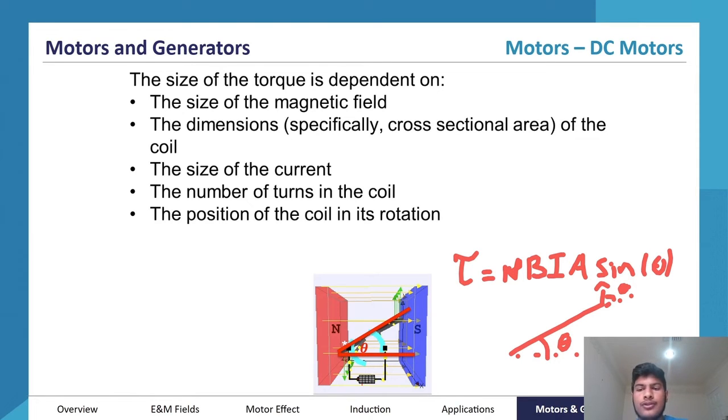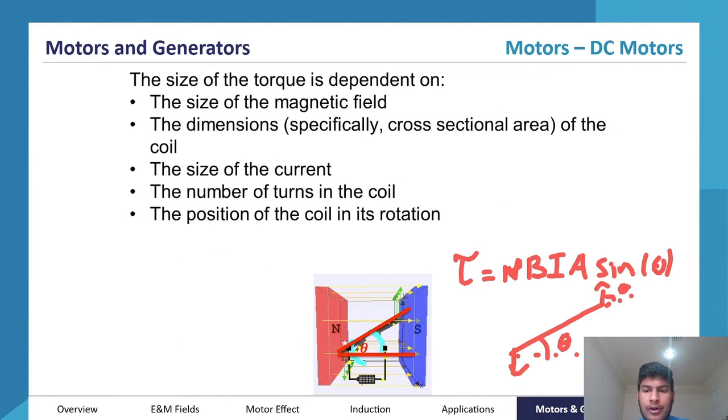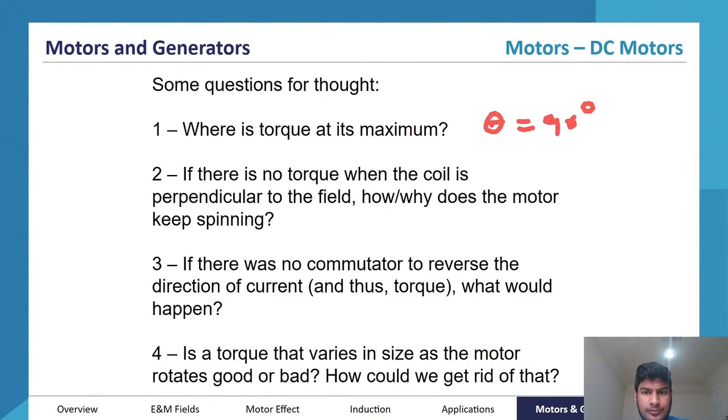They're both equivalent angles just by geometry, but just remember that it's dependent on sine of the angle theta. Make sure you get your angle theta right. So where is torque at its maximum? We talked about that: when theta equals 90 degrees, sine theta is maximized. Sine theta equals 1 because sine of 90 is 1, and so that would mean we've got the coil pretty much sitting perfectly flat or perfectly horizontal.